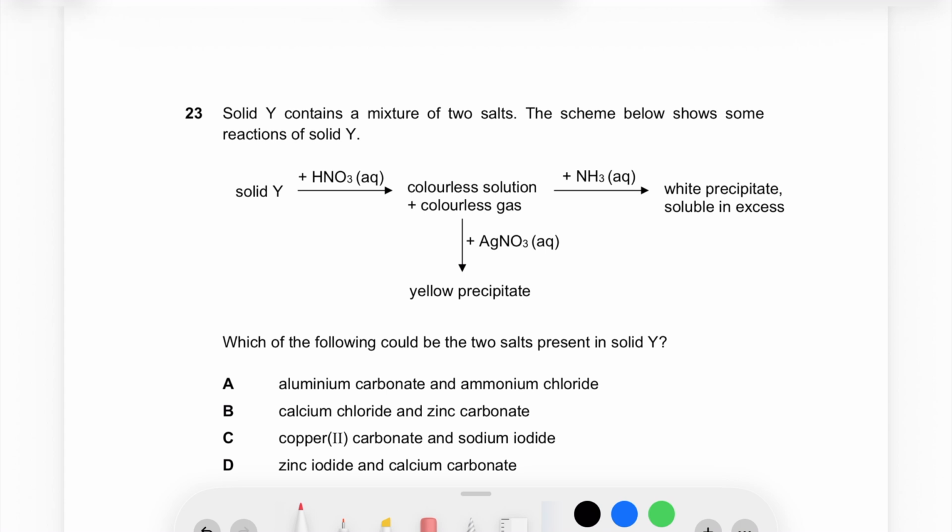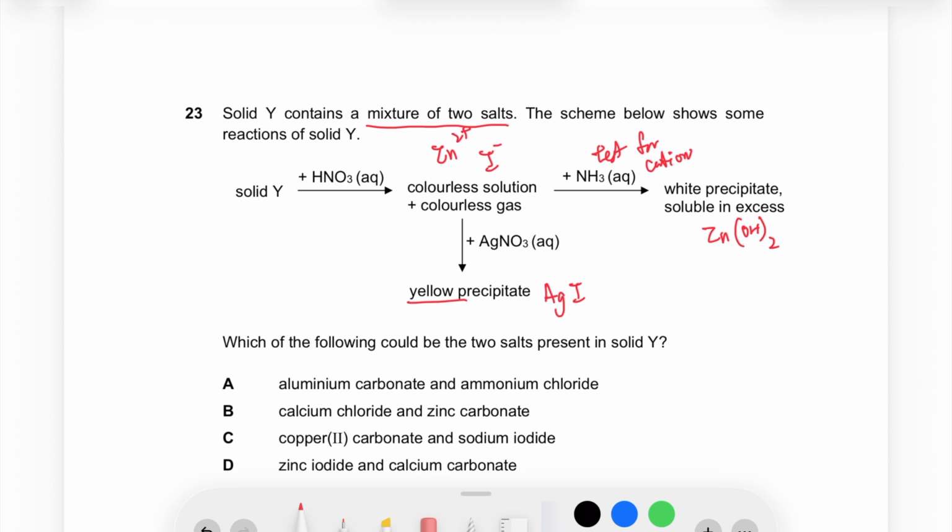23. So you have a mixture of two salts, so two cations, two anions. Let's look at this silver nitrate, yellow PPT. When it's yellow, you know it must be iodide, so it will be silver iodide. So iodide must be from here. Then you add aqueous ammonia, so this is the test for cations. You have a white PPT soluble in excess. There's only one in your table, if you memorize, and it will be zinc hydroxide. So there's zinc ions from here.